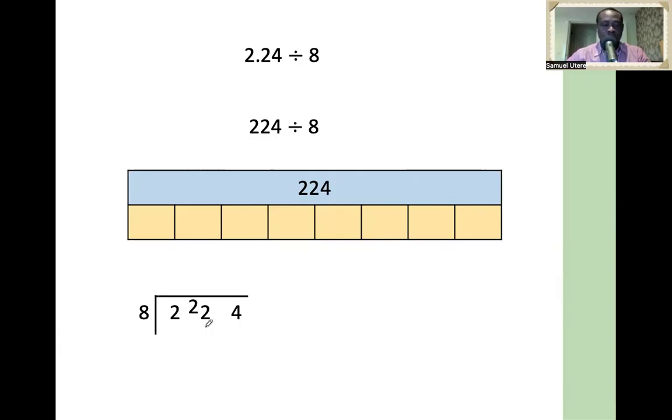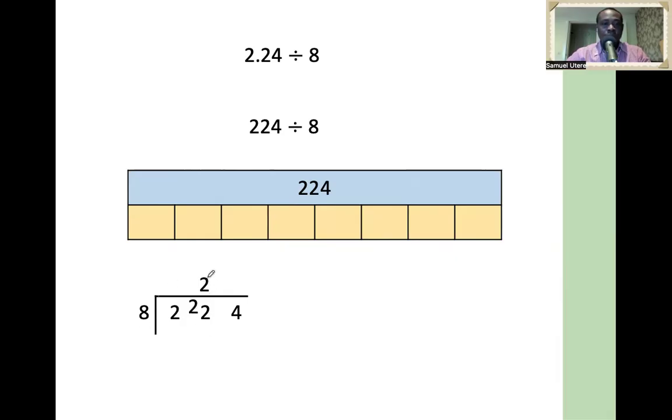That's why you have 22 now. So we'll look at it as 22. So 22 divided by 8 is 2. So we can only get 2 groups of 8 from 22. That's what it means. 22 divided by 8 is 2.